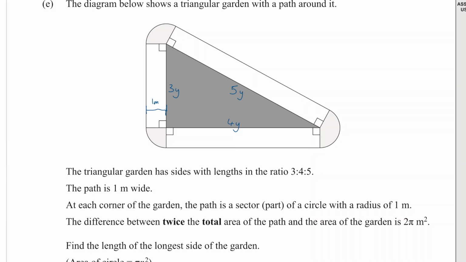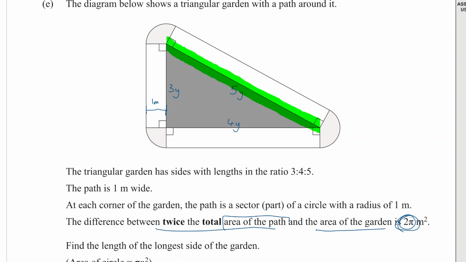So we're looking for this length here, right, which is 5y according to our ratio. So if we know y, we can then just multiply that by 5 and we have our length. So where to begin? Well, just looking at this, we are given some concrete information about the area as 2 pi, but that's the difference between twice the total area of the path and the area of the garden. So let's try find expressions for the area of the path and the area of the garden.